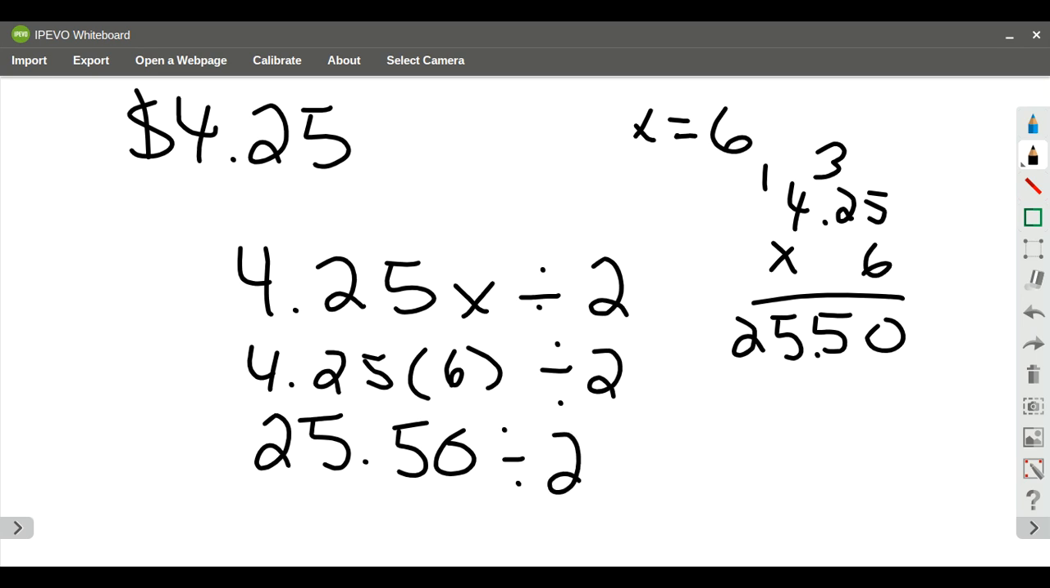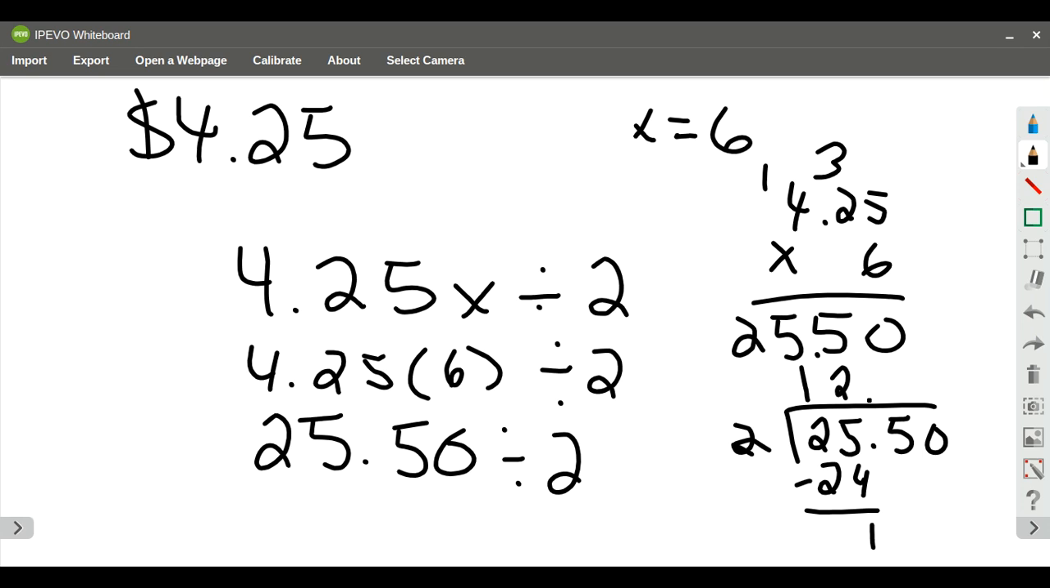So the next step is we're going to take 2, and we are going to divide that into $25.50 to see how much she is going to spend. So I'm going to take the 2. First thing I need to do is take the decimal and bring it straight up. And then I don't have to worry about the decimal anymore. So 2 goes into 25 12 times. 2 times 12 is 24. Going to subtract. I'm left with 1. Next step is to bring down the 5. 2 goes into 15 7 times because 2 times 7 is 14.